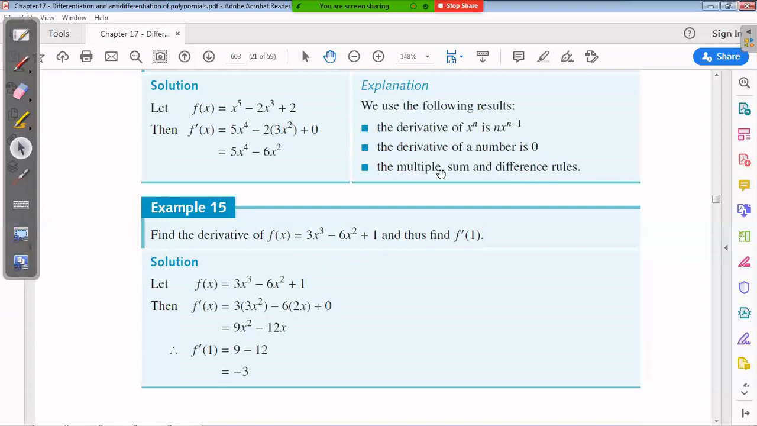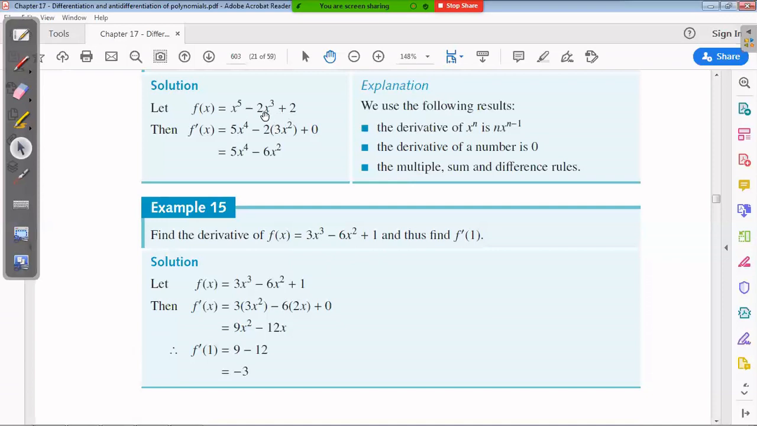And then the multiple, sum, and difference rules. Here we use the multiple rule: when a constant is multiplying with a variable, we write the same constant, we don't change it, and then take the derivative of the variable. So we have used the multiple rule. And then again the sum and also the difference rule.